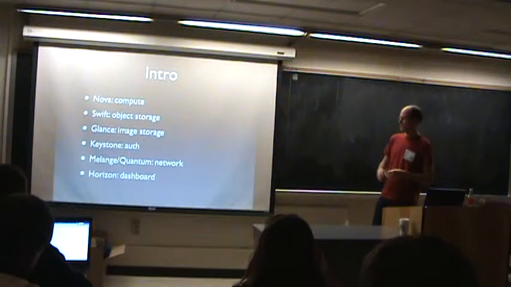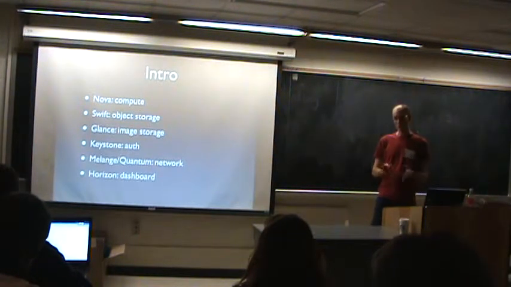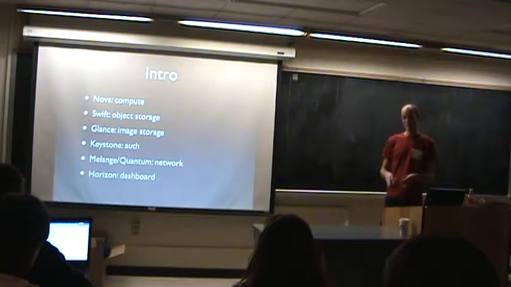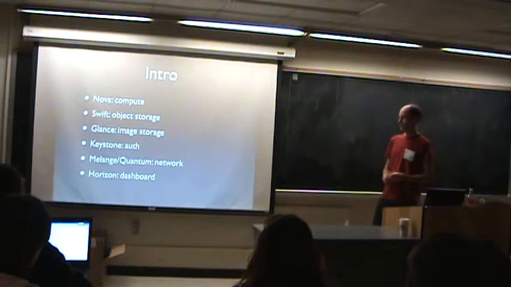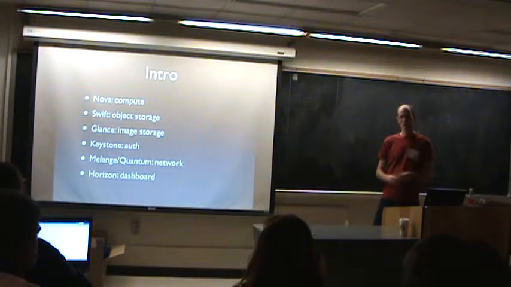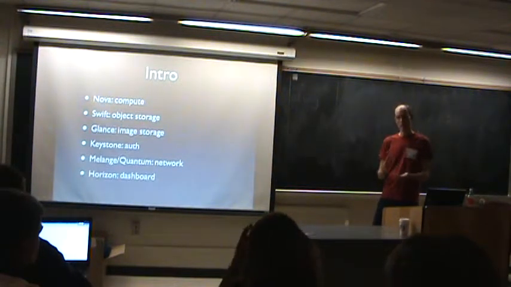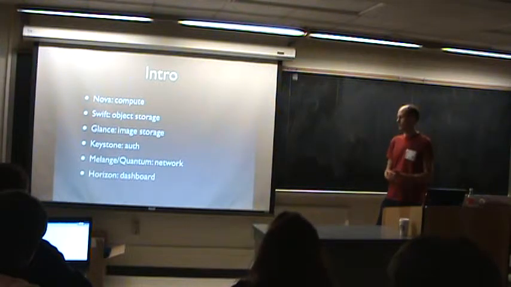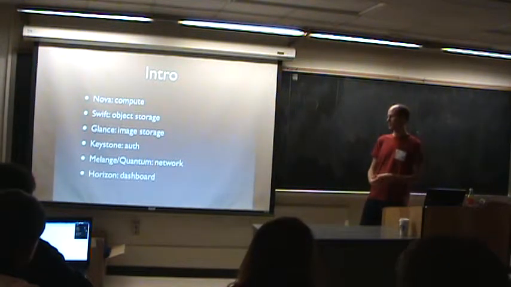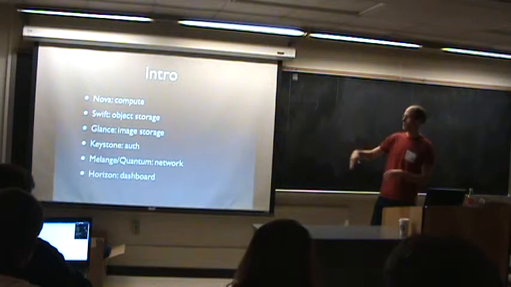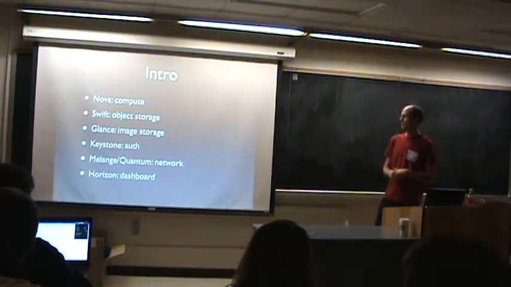And then the bottom three are being added right now or have already been added, and those will go into the Essex release of OpenStack. So Keystone is the authentication service. Previously, authentication was kind of baked into Nova, as Nova was kind of a catch-all service. It contained a lot of authentication and some of the networking configuration stuff, and so it's being split out into separate services. So some of the auth stuff is now a standalone service.